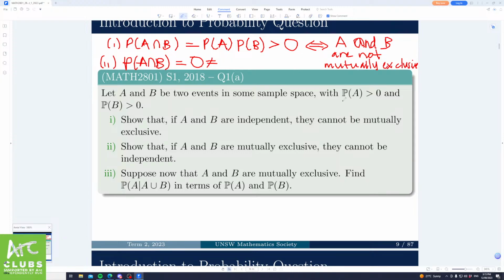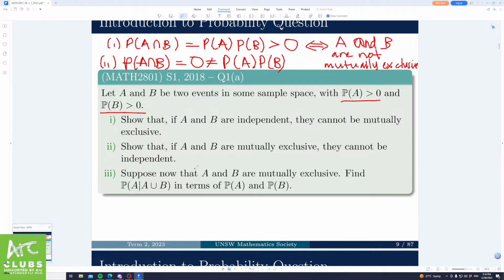But we know that the probability of A and B for independent sets should be positive. That's because the probability of getting A is strictly greater than 0, and the probability of getting B is strictly greater than 0. So we know that this cannot equal the probability of getting A times the probability of getting B. And so our condition for independence isn't satisfied. Therefore, we've shown that if the sets are mutually exclusive, then they can't be independent.